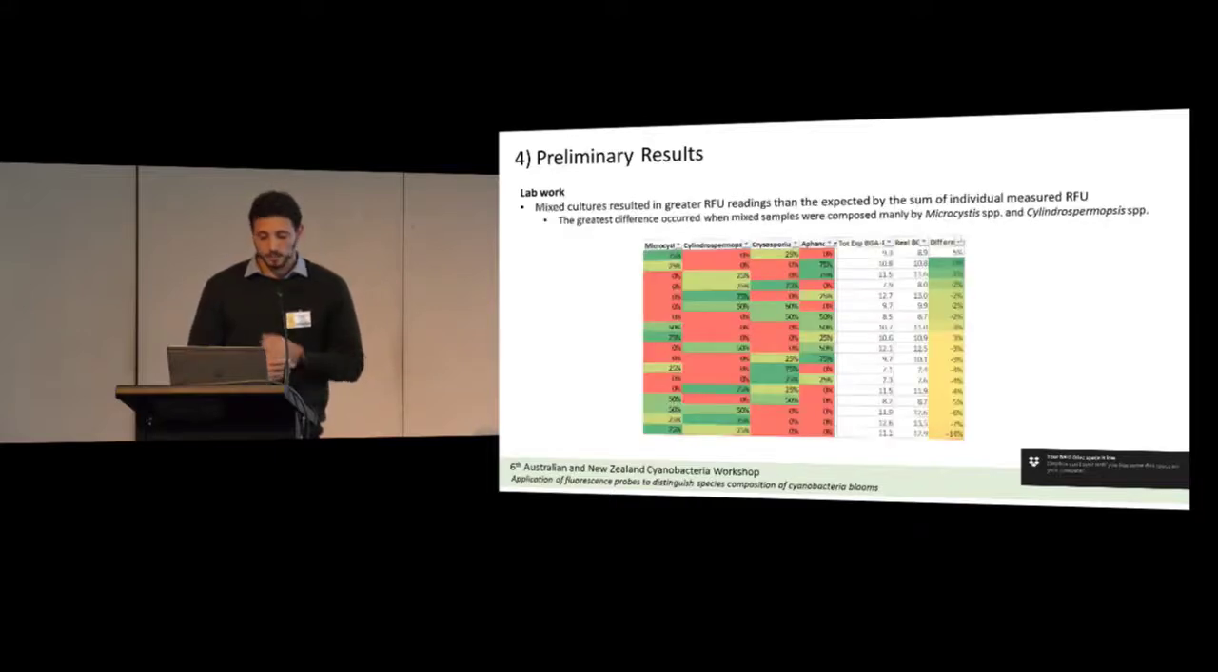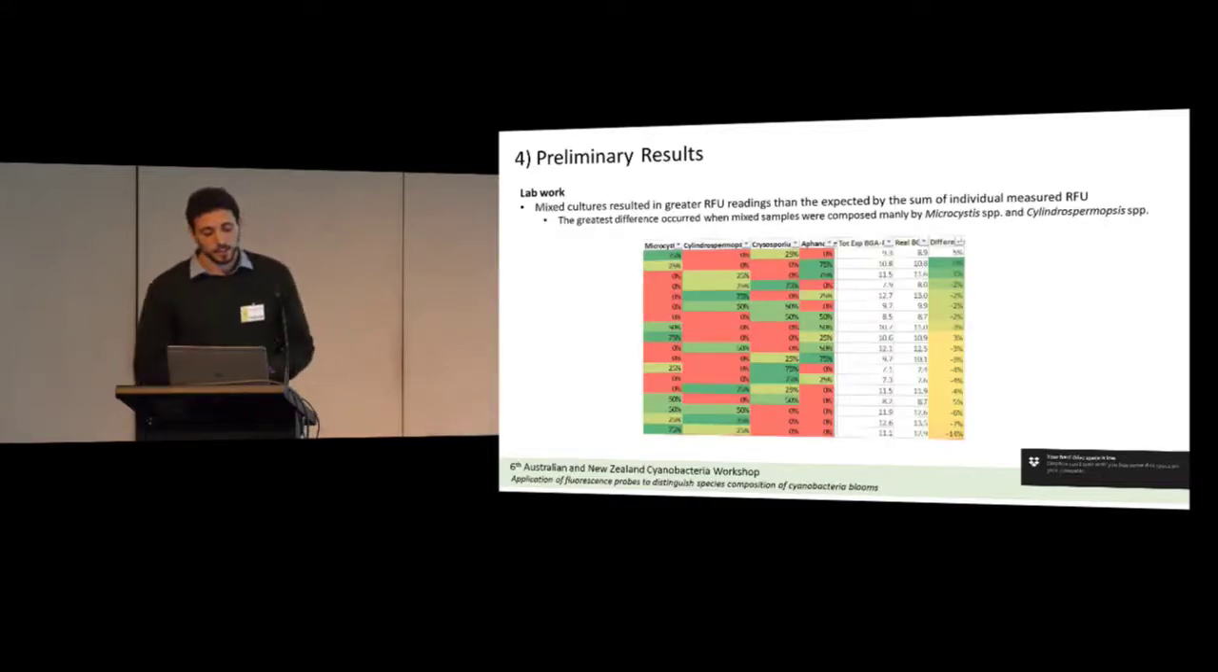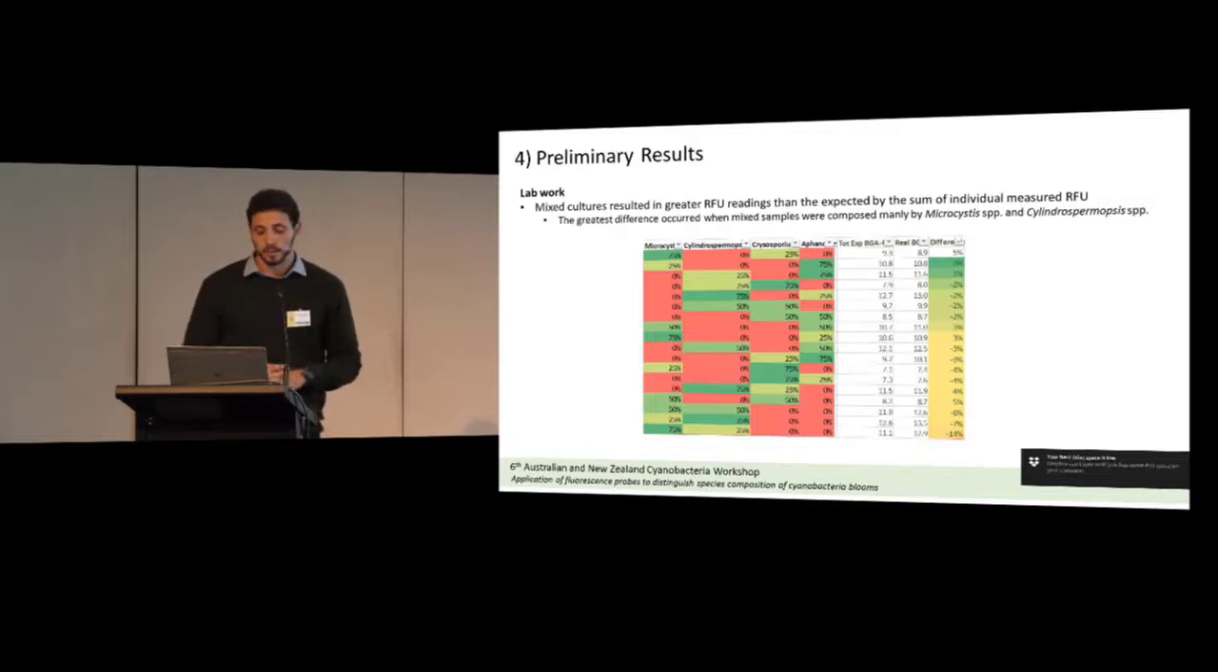And lastly, another point that might be of interest that was analyzed in the lab was the difference of phycocyanin readings by fluorescence when we compared mixed cultures and single species cultures. In this table, we have 19 different combinations of different proportions of 4 different species. We measured the phycocyanin readings for the mixed culture and compared them to the expected ones from the readings we got from the single species cultures.